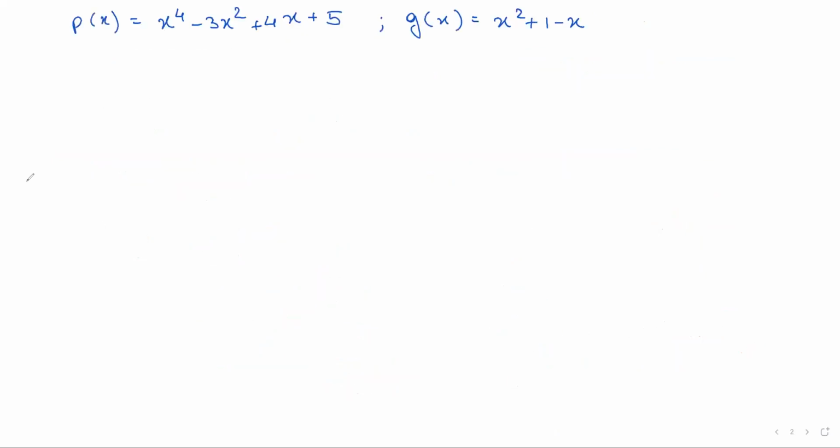Let's try those. In the second question, p of x given is x to the power 4 minus 3x square plus 4x plus 5, and g of x given is x square plus 1 minus x. If you observe, this g of x is not in the proper decreasing order. So first you will arrange it. X square term comes first, minus x is second, and constant is third. The minus sign belongs to this term, x. So it will go along with its term. Dividing it in the form that we did in the earlier example.